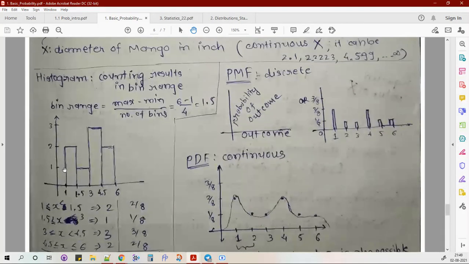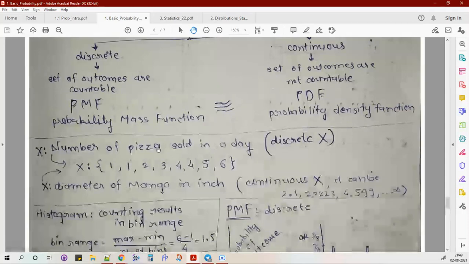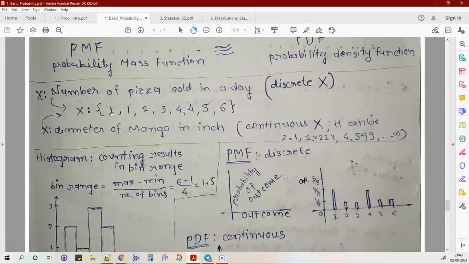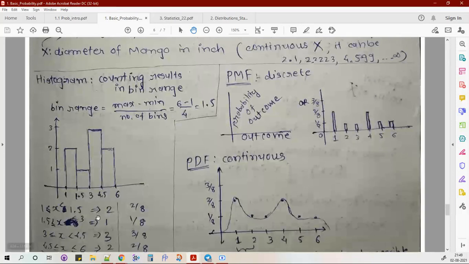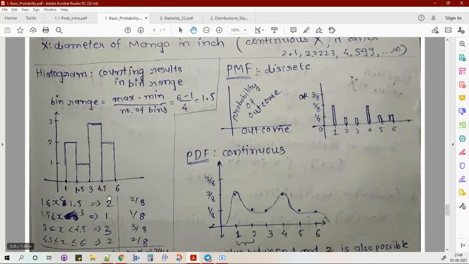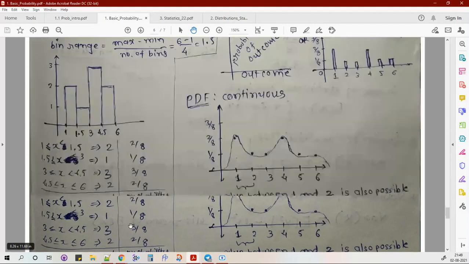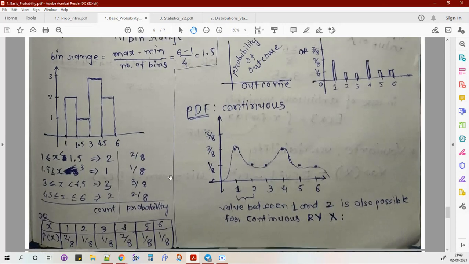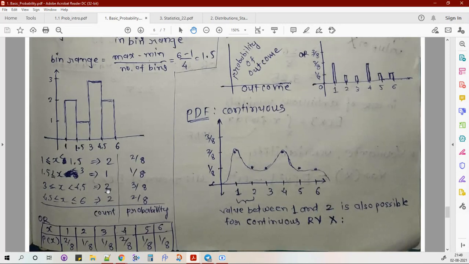Okay. So this is now easy. 1 to 1.5, you just need to see how many observations I have. I have just two, so the height of the bin here would be 2. 1.5 to 3, I have one observation. 3 to 4.5, I have three observations. 4.5 to 6, I have two observations, like that. Correct? And so this is the count: 2, 1, 3, 2.